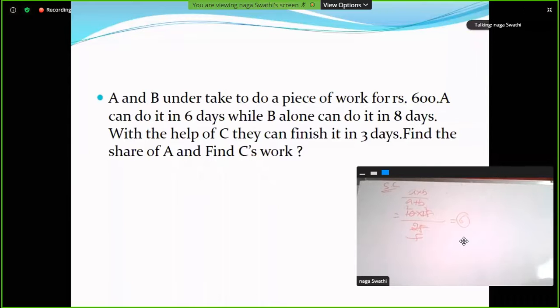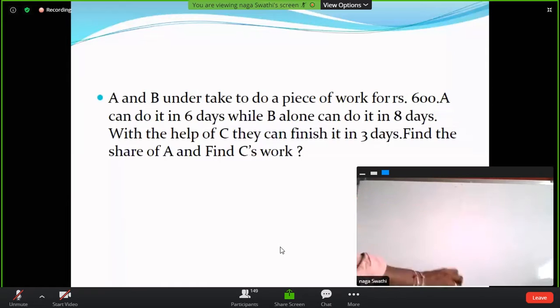Okay, next one. A and B, the most important model. Don't neglect it.